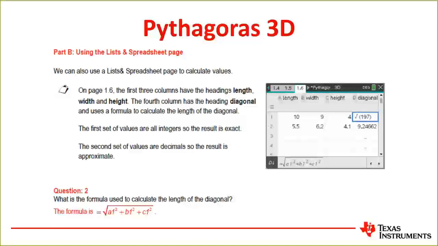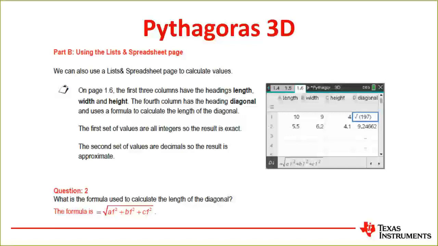If you look there in cell D1, a cell formula has been entered, and it's the square root of A1 squared plus B1 squared plus C1 squared. This is a nice part of the activity where the students are asked to, or can be asked to, develop a formula which will calculate the length of the diagonal in that spreadsheet environment.